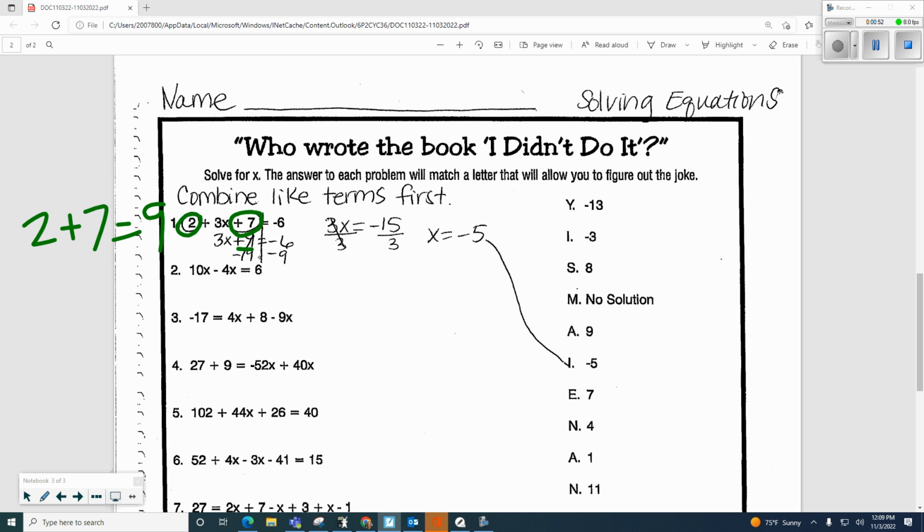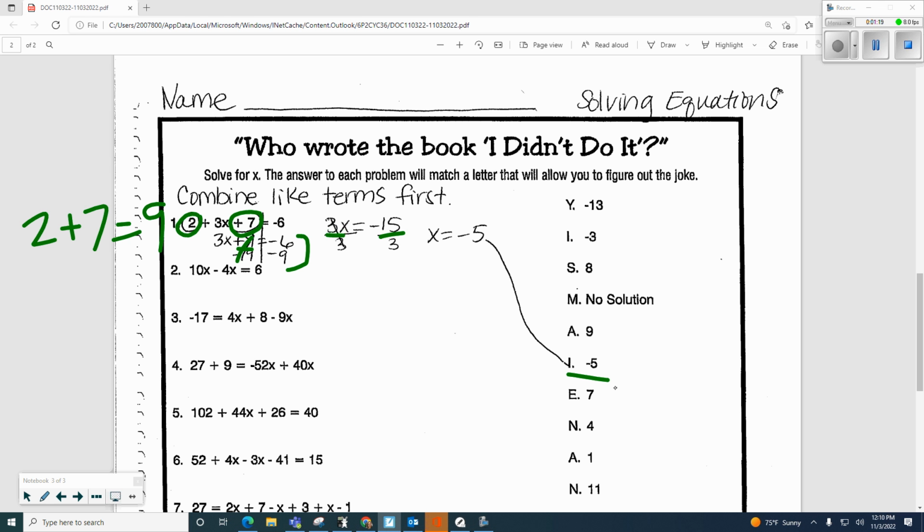Then I just followed the steps to solve for x. Subtract 9 on both sides. So we got 3x equals -6 minus 9, which is -15. And remember, we always divide by the number in front of x, so divide both sides by 3, and -15 divided by 3 gave us -5. And we can see that that was an answer choice here.